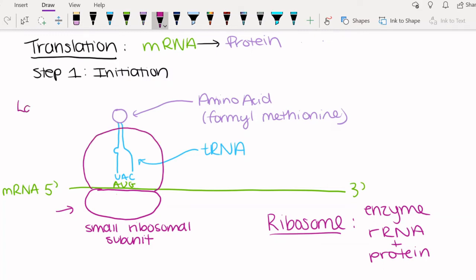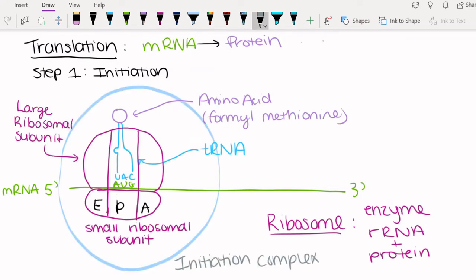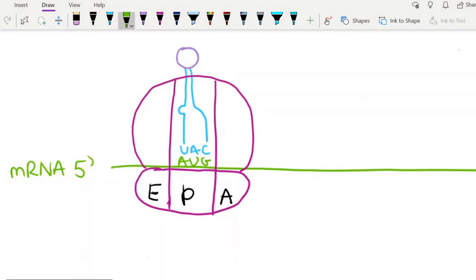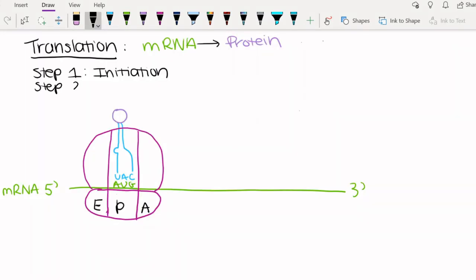At this point, the large ribosomal subunit is added, so the 2 subunits of the ribosome basically sandwich the mRNA. It's also important to note that the ribosome has 3 sites called the E, P, and A sites. This stands for the exit, peptidyl, and acceptor sites. The first tRNA is located in the P site. So, the initiation complex has been formed, and we are now able to move on to step 2, elongation.